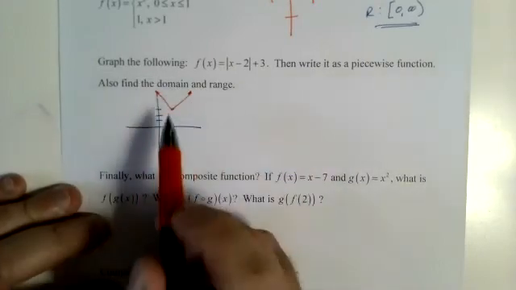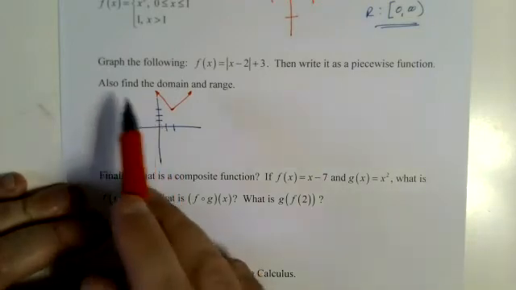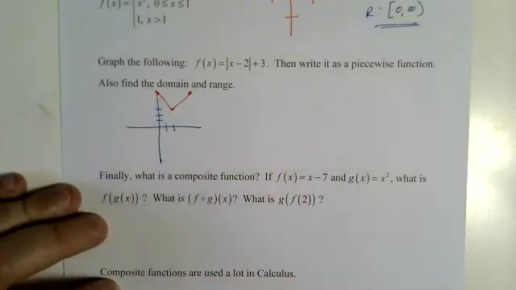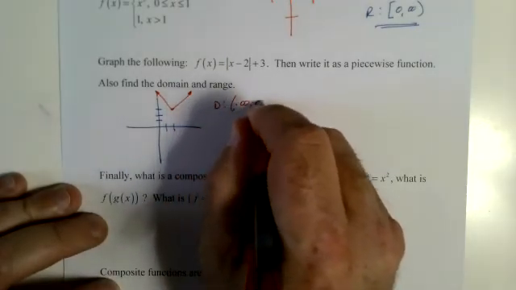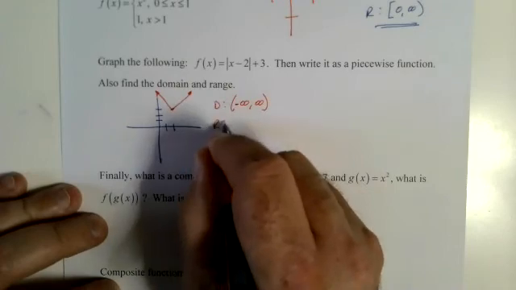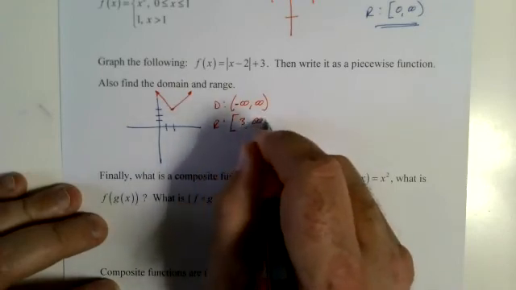By the way, this is something you might actually have to do, but never on an AP test. I have to do it in my classroom. And it's not a bad idea to take this and say, well, let's write it as piecewise. The domain, by the way, goes everything. And the range goes 3 and up.